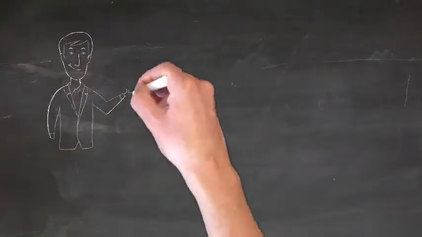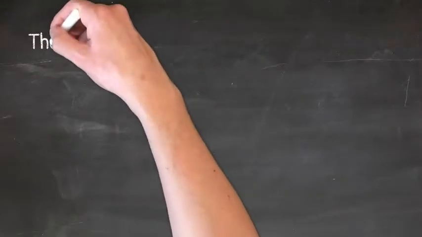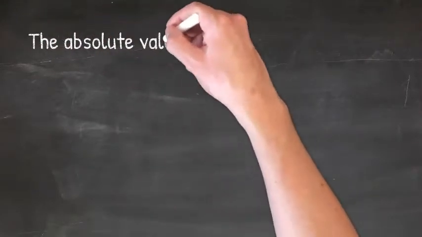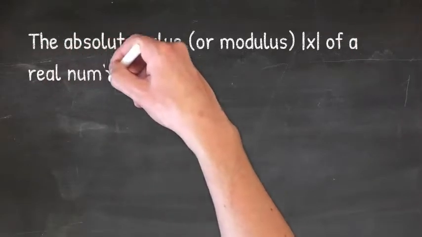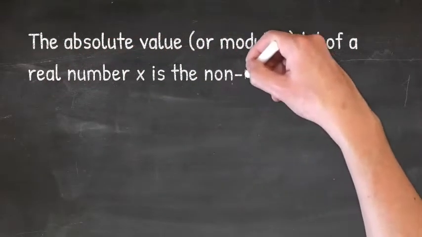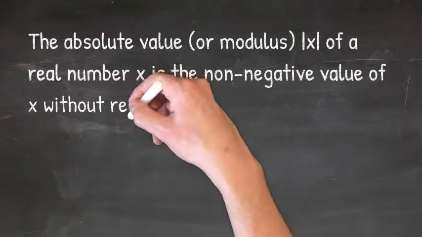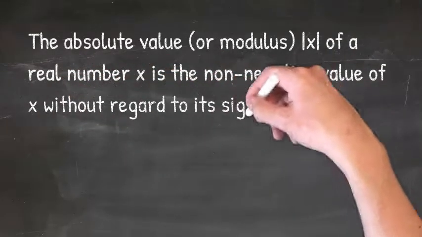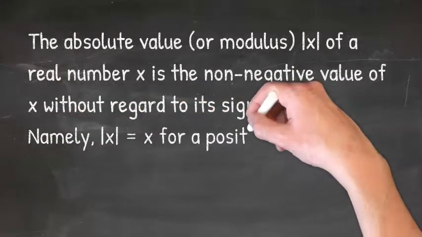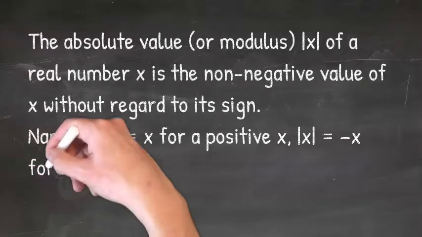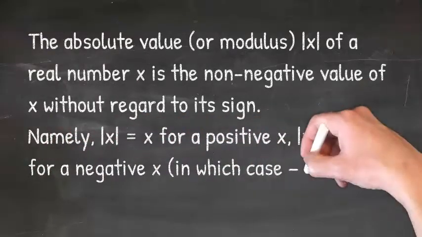Welcome to Module 1 in Mathematics, Absolute Value. Let's start off with a definition of absolute value. The absolute value, or modulus, of a real number x is the non-negative value of x without regard to its sign. Namely, absolute value of x equals x for a positive x. Absolute value of x equals negative x for a negative x, in which case negative x is positive, and absolute value of 0 equals 0.